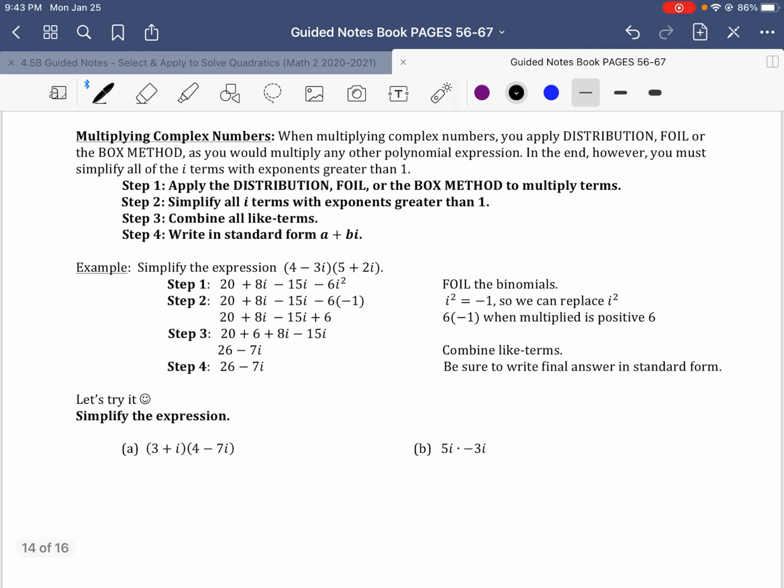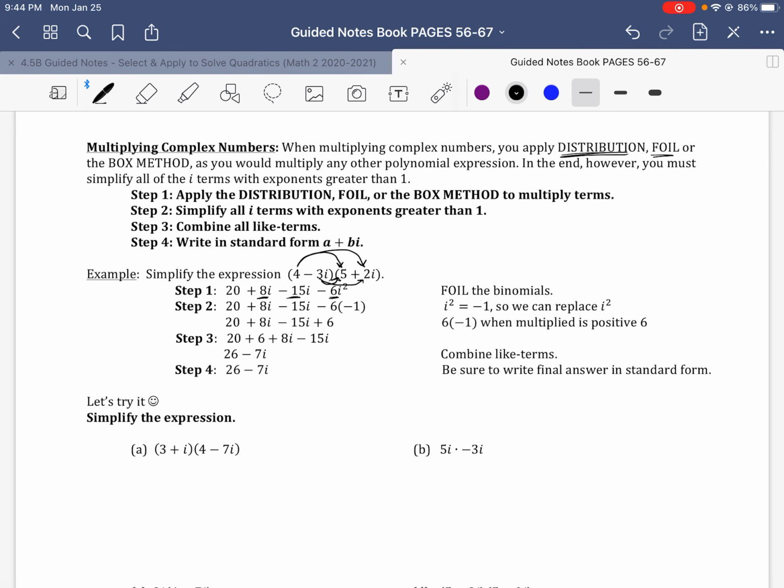Multiplying complex numbers. So when you're multiplying, you use distribution, right? Or FOIL or the box method. Anything that we've been applying when we multiplied radicals or other binomials. And again, they work just like the binomials. So you can look at this example here. If we're multiplying the expression 4 minus 3i times 5 plus 2i, we get 20. And then we continue to FOIL: 4 times 2i would be 8i. Negative 3i times 5 is negative 15i.